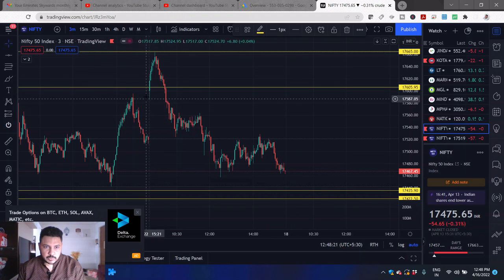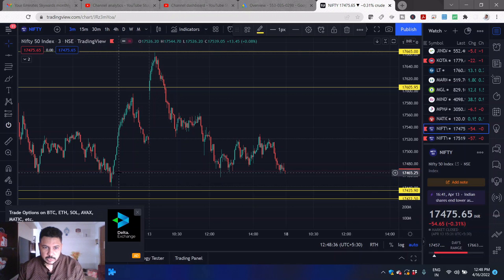See this beautiful move here. It opened at this support. It dropped, took the support, shot up, hit the resistance, and from there it started dropping. Now it is at a support level.